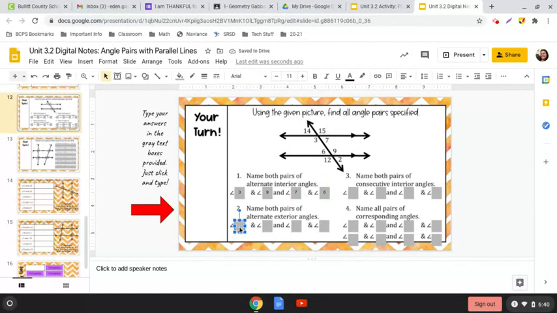Number 2 asks us to name both pairs of alternate exterior angles. So if interior is inside of the parallel lines, exterior is outside of the parallel lines, and alternate is still across. So across the transversal, outside of the parallel lines, we have 14, 15, 12, and 2. So we need the alternate exterior. So across the transversal, outside of the parallel lines, we want 14 and 2 and 15 and 12.